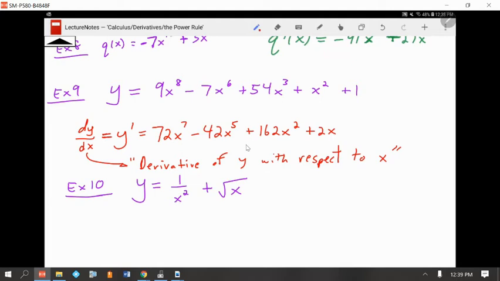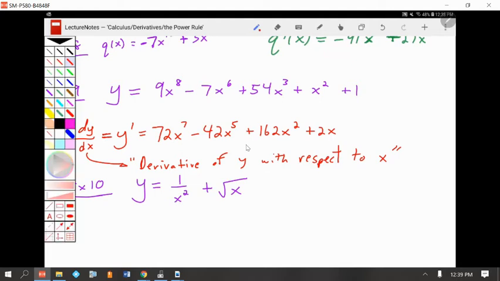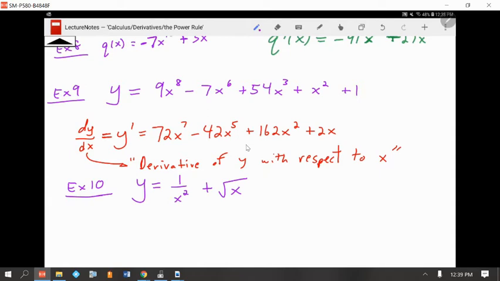Example 10. Power rule seems pretty simple, right? So how can it get worse? Well, we can have functions that are slightly more flavorful. Like on 10, you have 1 over x squared, plus the square root of x. And you might think, well, square root of x doesn't even have a power, and on 1 over x squared, the power is in the denominator. Can I still do the derivatives like that? Is y prime going to be 1 over 2x? Is that how I do it? No, that is not how you do it.